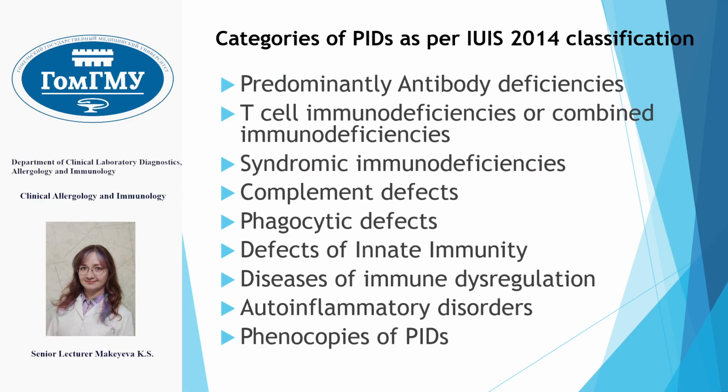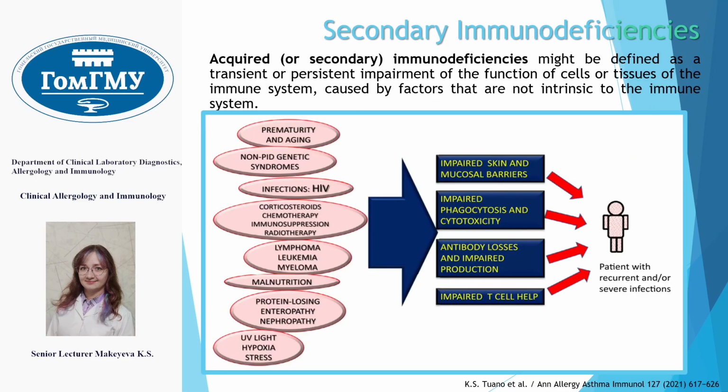The classification of the International Union of Immunological Societies includes predominantly antibody deficiencies, T-cell immunodeficiencies or combined immunodeficiencies, syndromic immunodeficiencies, complement defects, phagocytic defects, defects of innate immunity, diseases of immune dysregulation, autoinflammatory disorders, and phenocopies of primary immunodeficiencies.